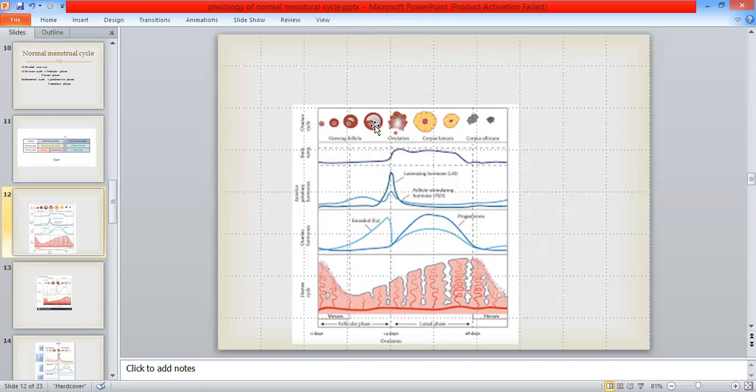Starting from this to this point, this is the follicular phase, and this point shows that the follicle ruptures and the oocyte is released. This is the ovulation point, and after the ovulation, there is the luteal phase. The luteal phase. Okay, from this yellow one to this one is the start of the luteal phase. Now coming towards the follicular phase.